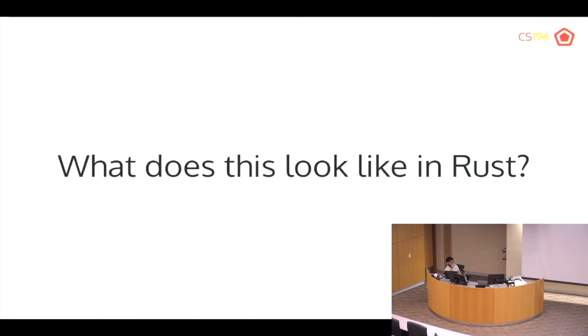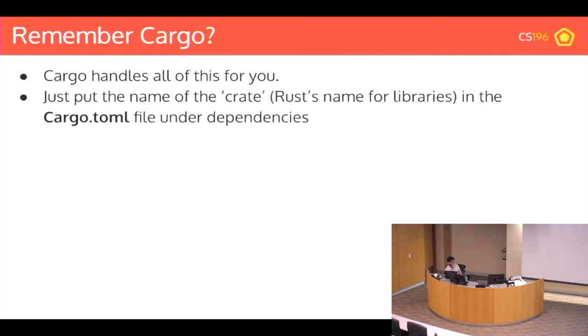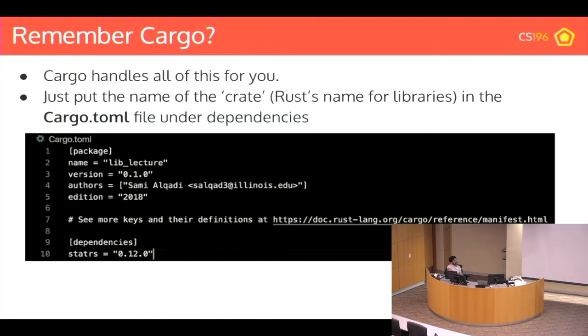So what does this look like specifically in Rust? If you remember Cargo, Cargo will handle all of this for you. There's a file called the cargo.toml, and under dependencies, you just simply put the name of the library, and there's going to be a little bit more details, but you'll find that in the getting started of the README of the library that you're looking at. So I'll show that a little bit more later on.